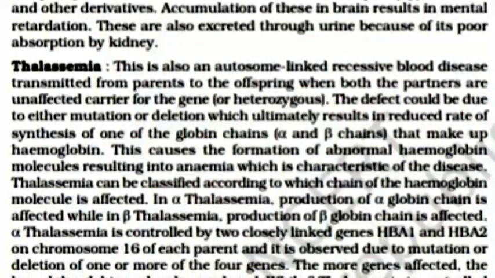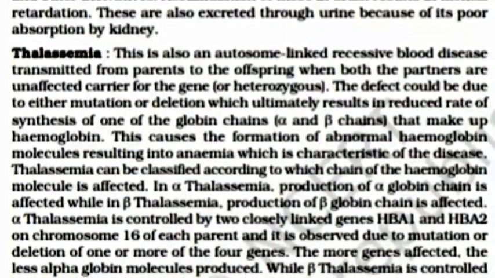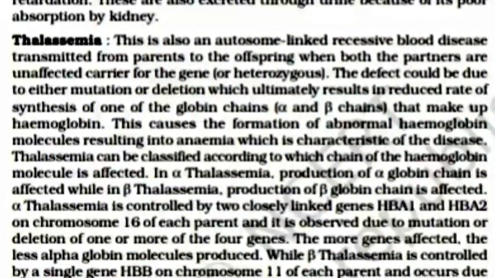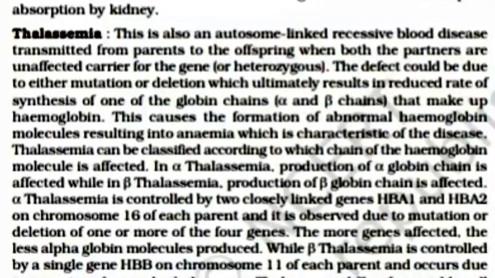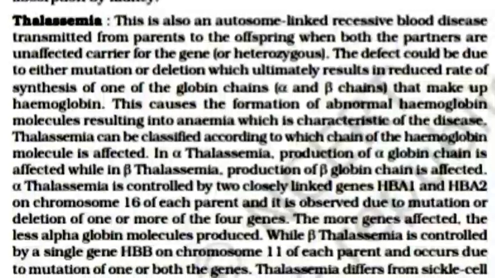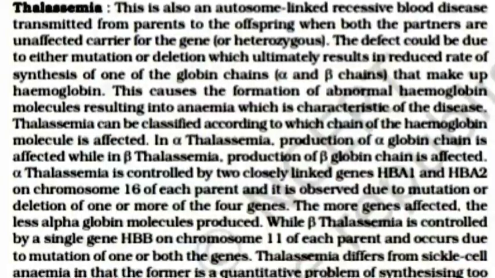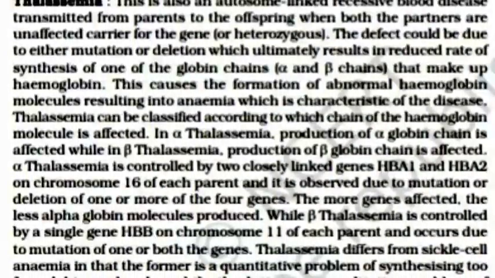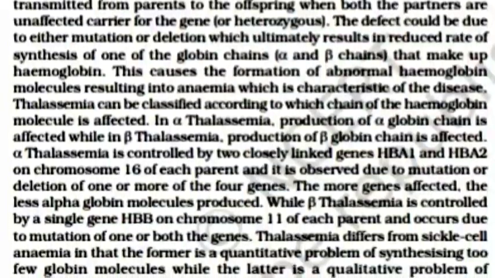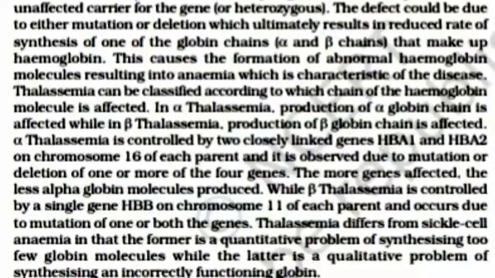Thalassaemia. This is also an autosome-linked recessive blood disease transmitted from parent to offspring when both partners are unaffected carriers of the gene, or heterozygous. The defect could be due to either mutation or deletion, which ultimately results in a reduced rate of synthesis of one of the globin chains, alpha and beta chain, that make up hemoglobin. This causes the formation of abnormal hemoglobin molecules resulting in anemia, which is characteristic of the disease.